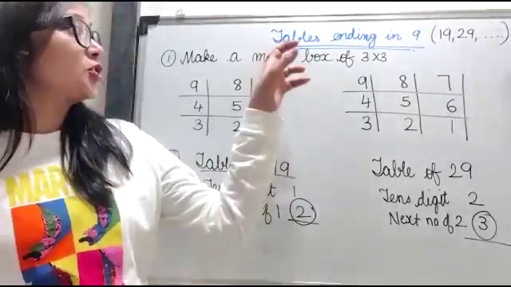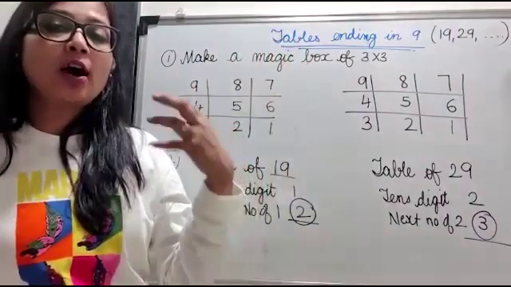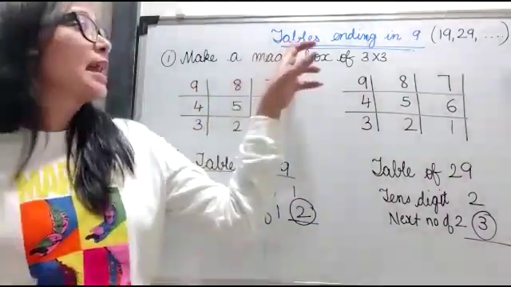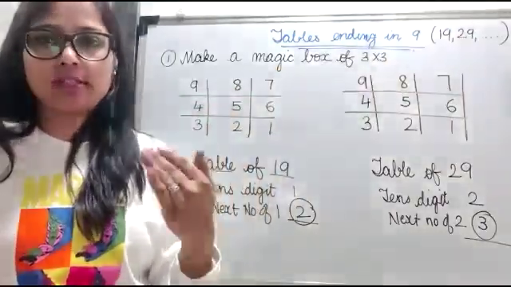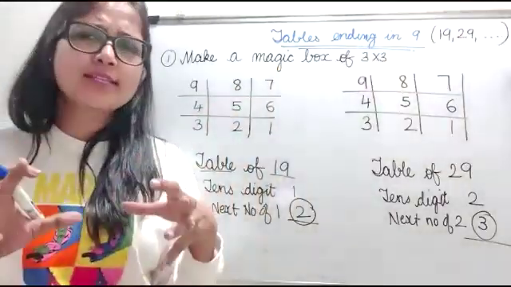Today, I'll be teaching you how to solve, or how to write simply, the tables ending in 9. So, the tables of 19, 29, 39, 49 and so on. This is a very simple trick.